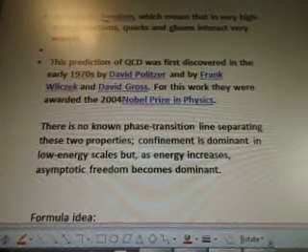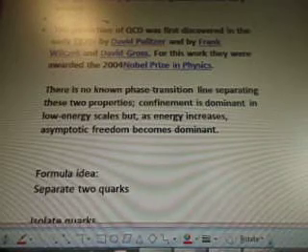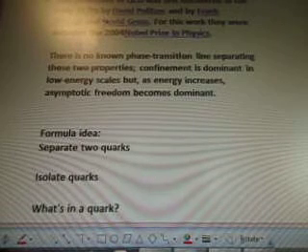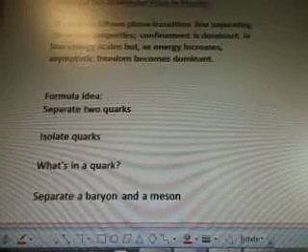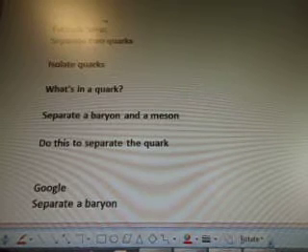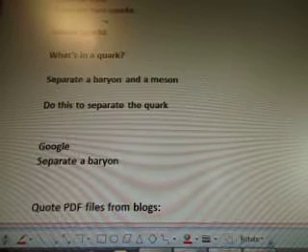There's no known phase transition line separating these two properties. Confinement is dominant in low energy scales, but as energy increases, asymptotic freedom becomes dominant. Formula ideas: separate two quarks. Isolate the quarks. What's in a quark? Separate a baryon and a meson. Do this to separate the quark.